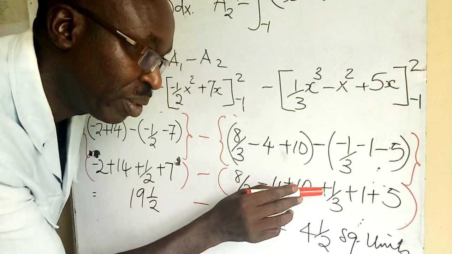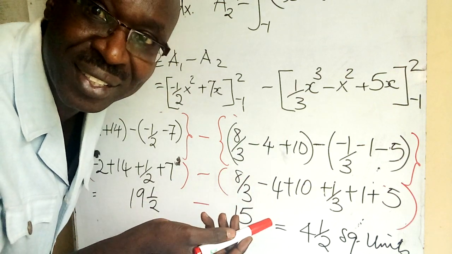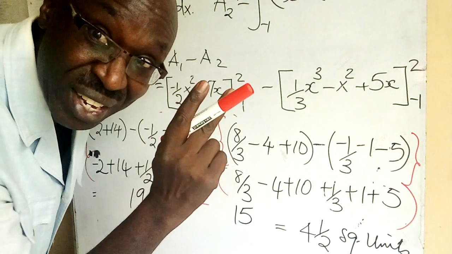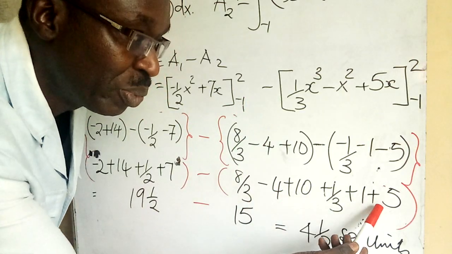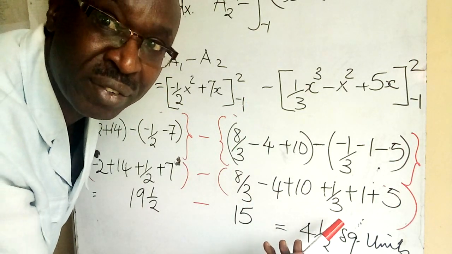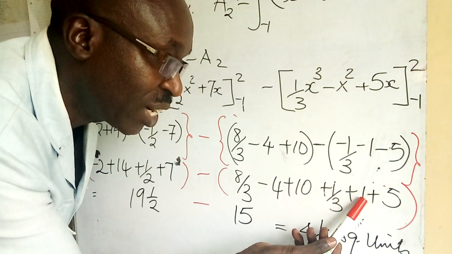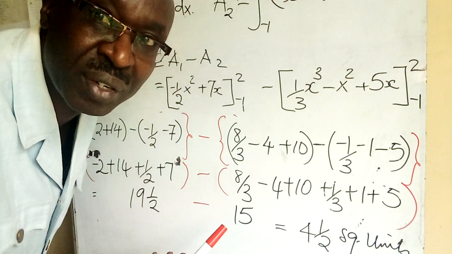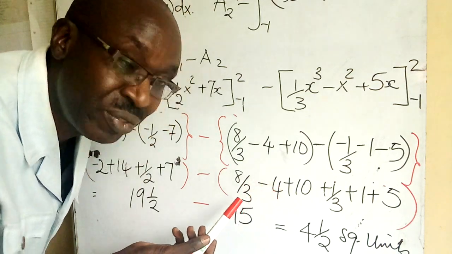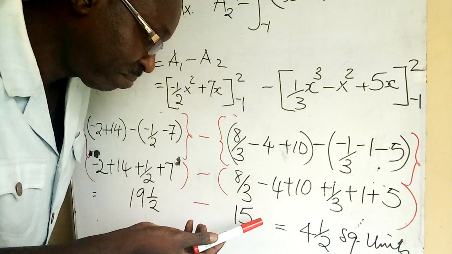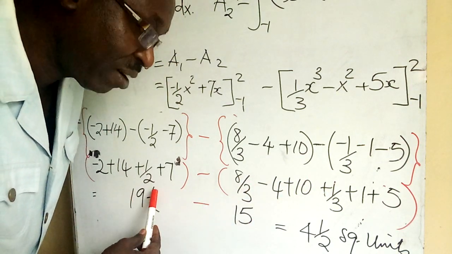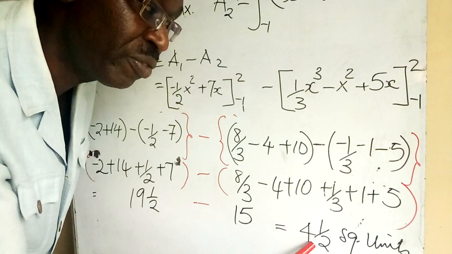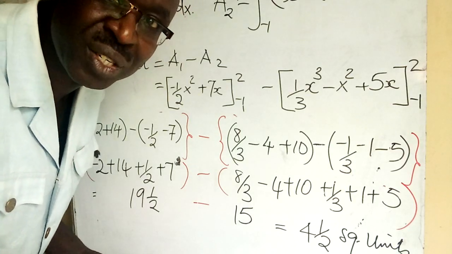8 over 3 plus a third. That is 9 over 3, which is 3. I've finished with the fractions. I have a 3, a positive. So let us handle the positive. 3 and 5, 8. 8 and 1, 9. 9 and 10, 19. 19 take away 4, 15. Here. 19 and a half minus 15. It gives me 4 and a half square units. Check.